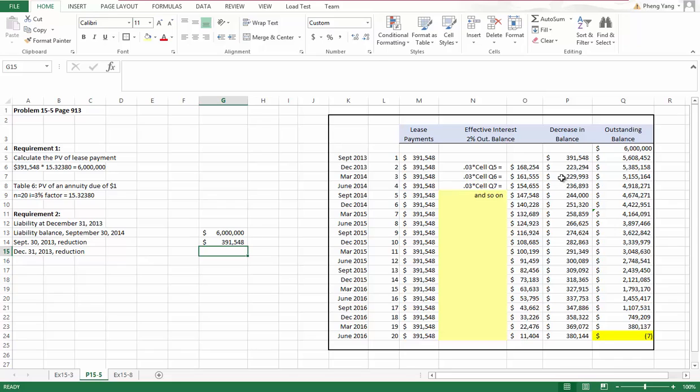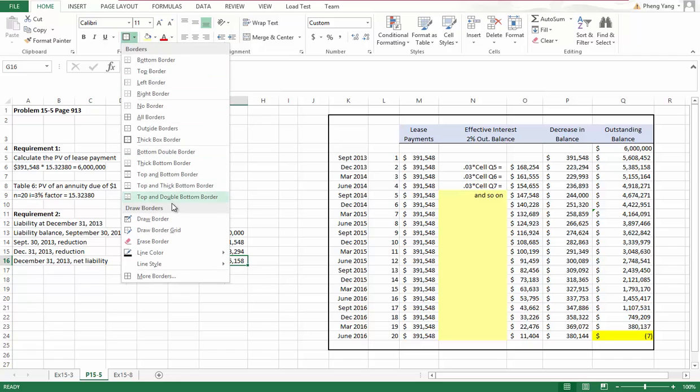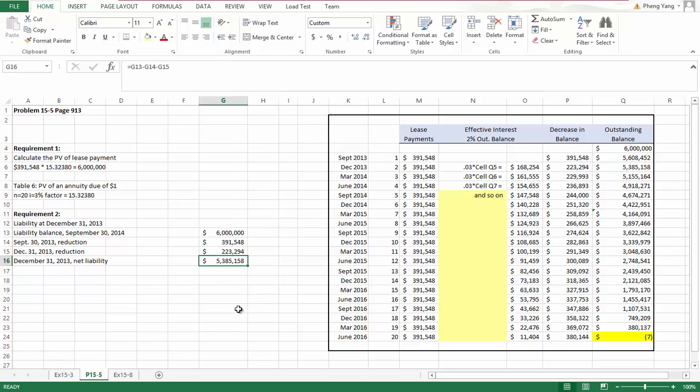In the amount of $223,904, which is a reduction of $2,023,294 in total. Okay. So my December 31st, 2013 net liability for the lease is going to be that $6 million less the 2 payments that we made, and what I would report as a liability is $5,385,158.